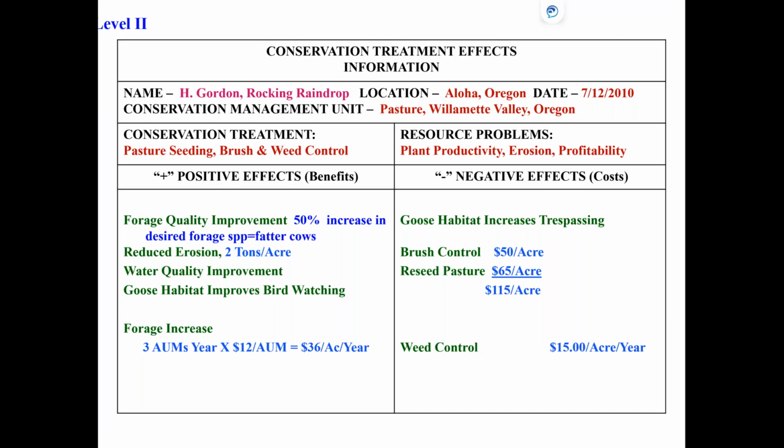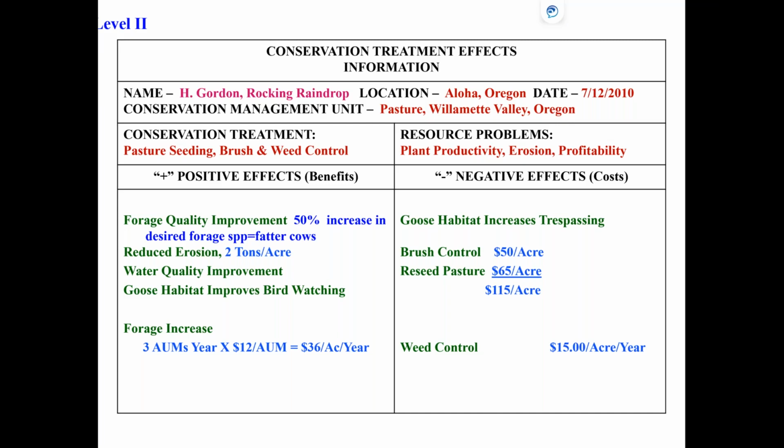So on the brush control, they know that they're going to have to spend about $50 an acre after cost share, say, as part of the site prep to reseed. They also know that the reseeding cost is going to be around $65 an acre. So their total cost to install this practice right up front is going to be about $115 an acre. So the weed control then is something they're going to have to do every year, and it's going to be at least $15 per acre per year. Okay? In your conversation with them, you can establish a lot of these dollars.